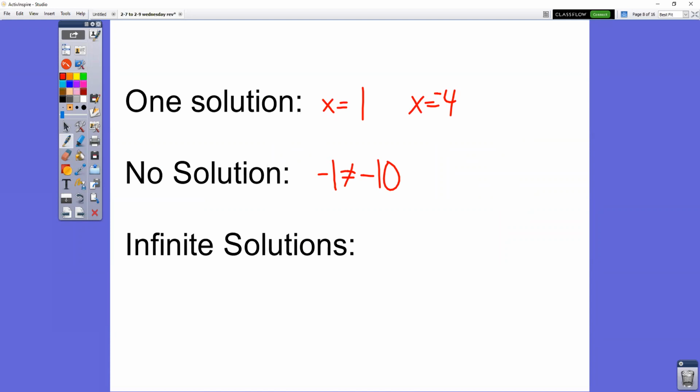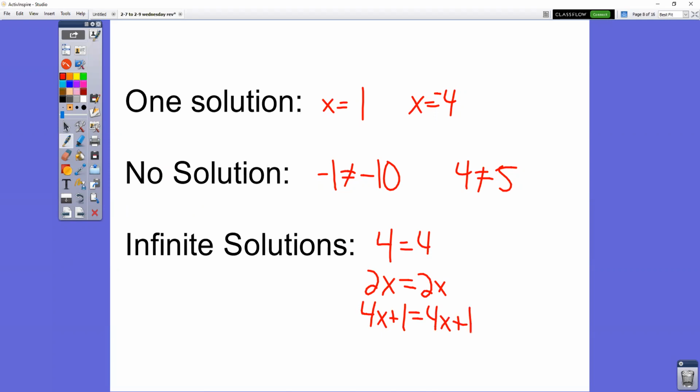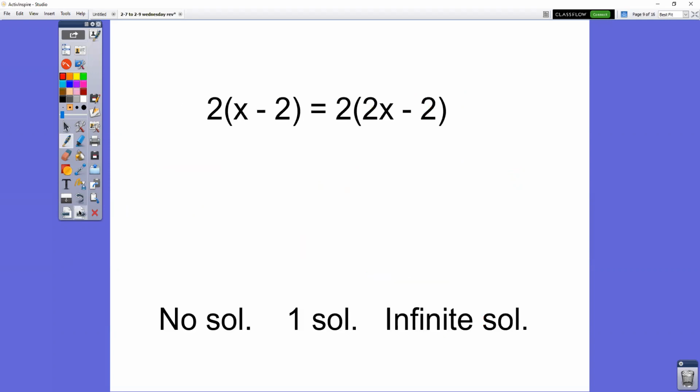-1 is not equal to -10, or you might have 4 equals 5. That doesn't make any sense. Those numbers are not equal to each other. That is no solution. Infinite solution is when you get the same thing on both sides. So you might get like 4 equals 4, or 2x equals 2x, or 4x plus 1 equals 4x plus 1. As soon as you get the same thing on both sides of the equal sign, it is infinite solutions. Go ahead and try this one, please.